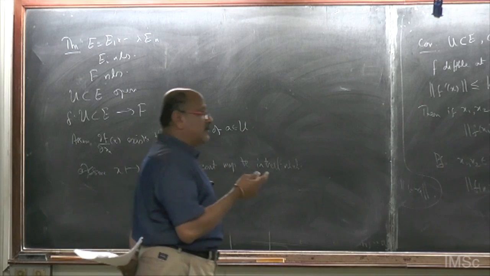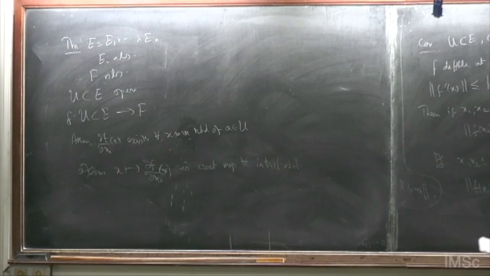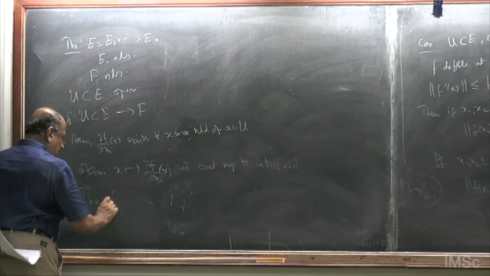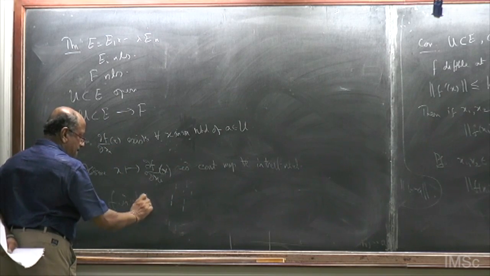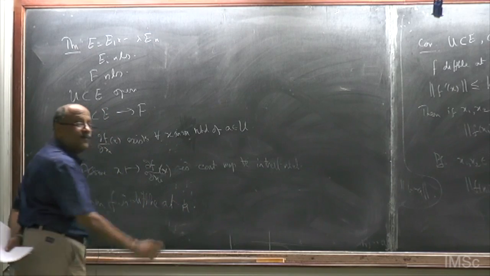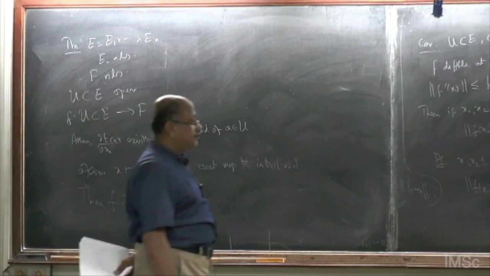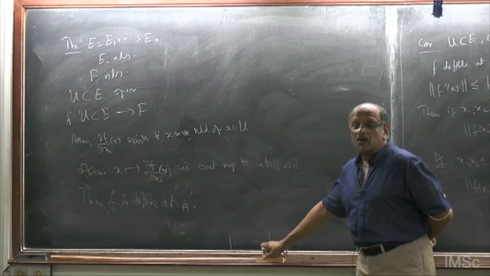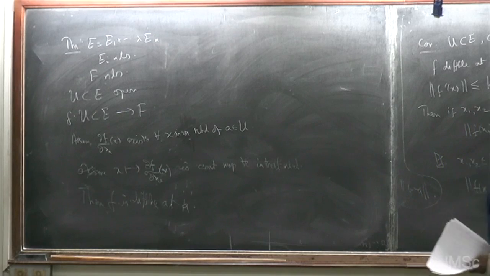So, the partial derivatives do not exist just at one point, they exist in a neighborhood, and x going to that partial derivative is a continuous map there. Then f is differentiable. So, with these extra conditions, you deduce the differentiability from the existence of the partial derivatives.